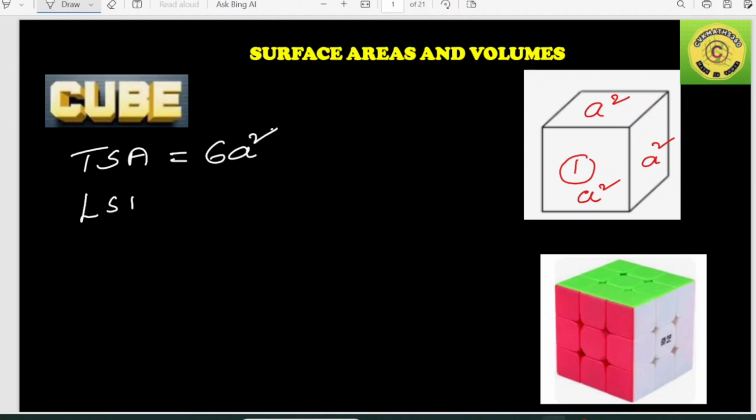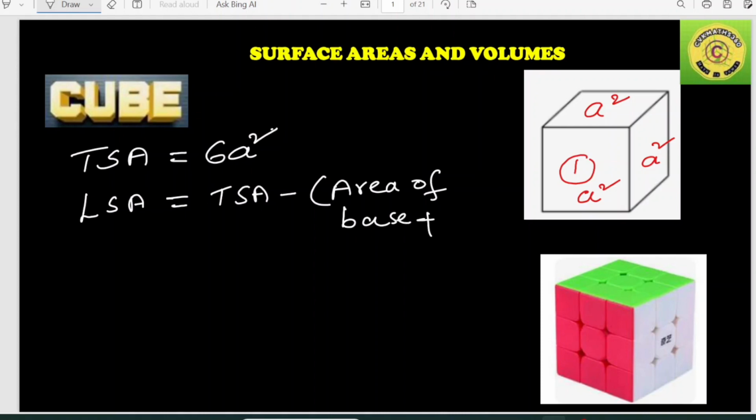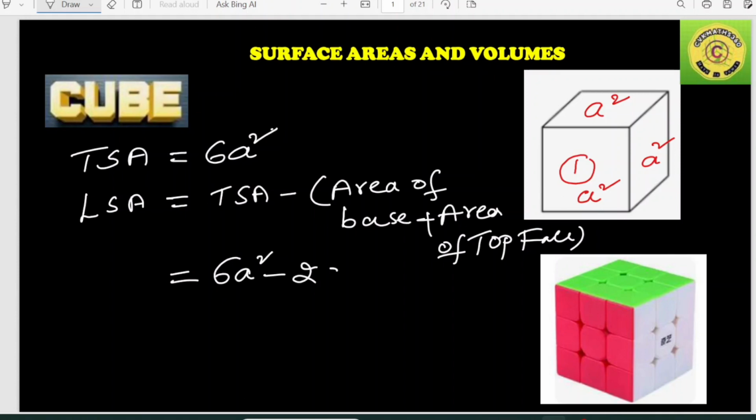And lateral surface area, LSA. LSA is nothing but total surface area minus the area of the base, like the base floor, plus the area of the top face. So this is nothing but 6a square minus 2a square, which gives 4a square.